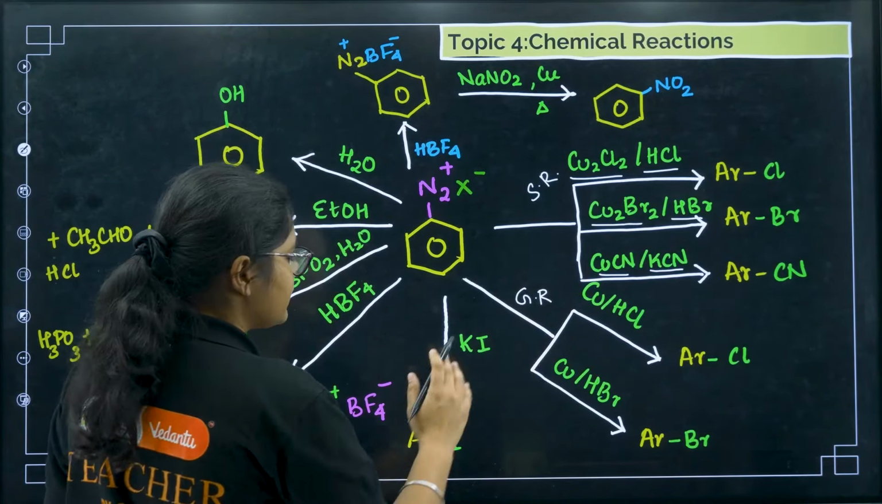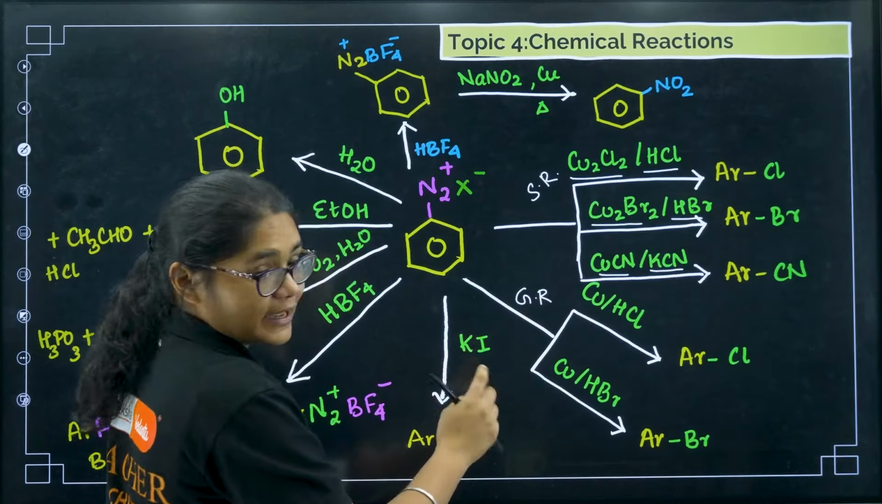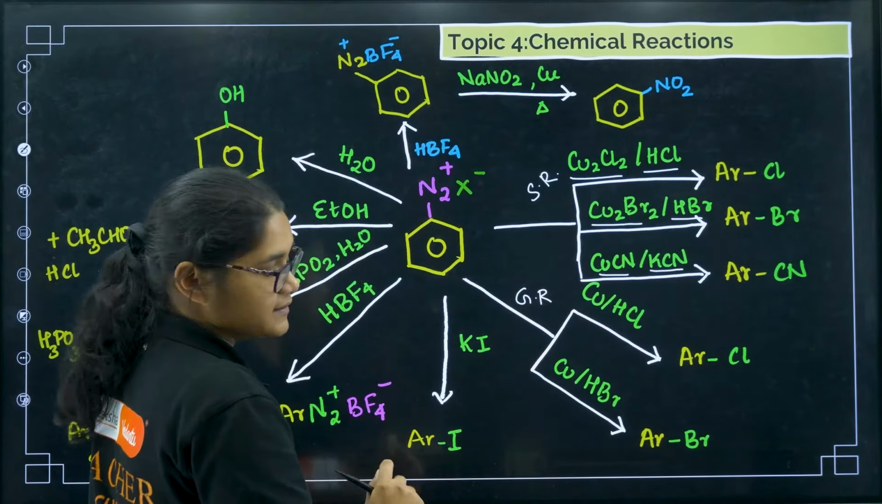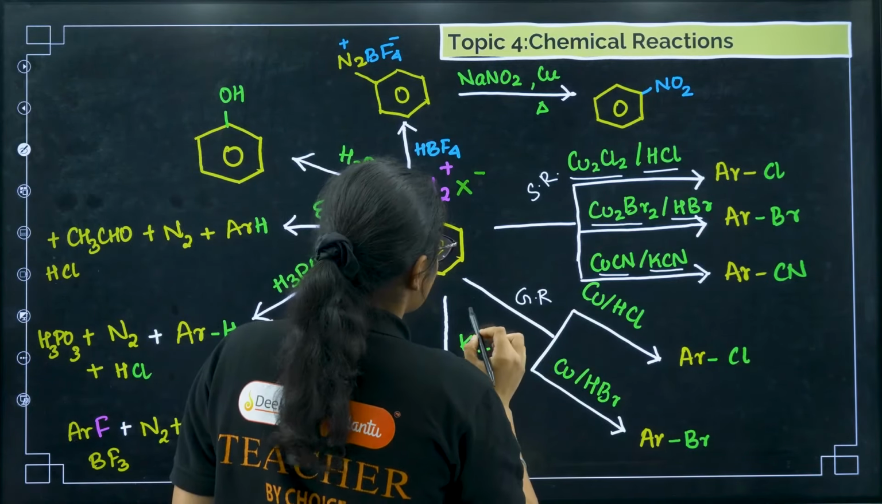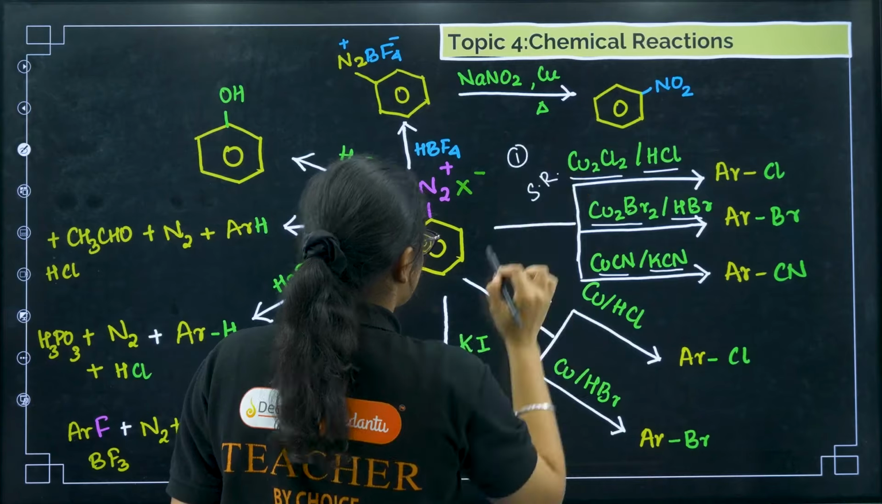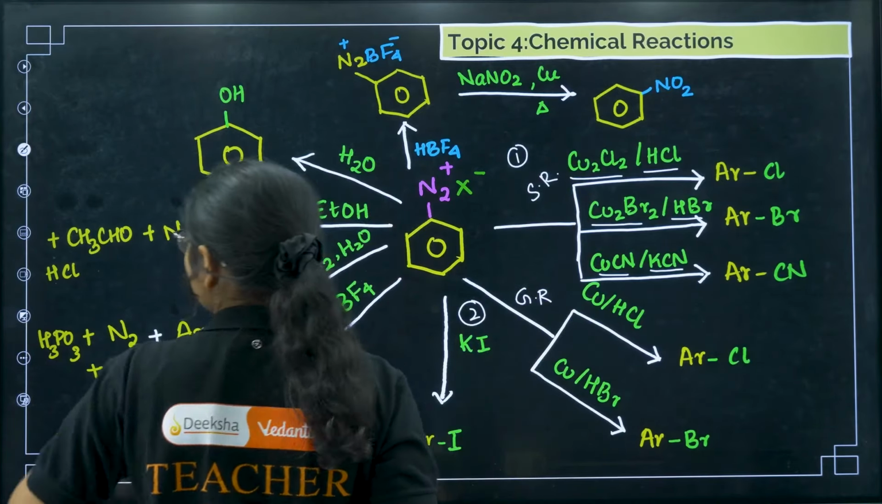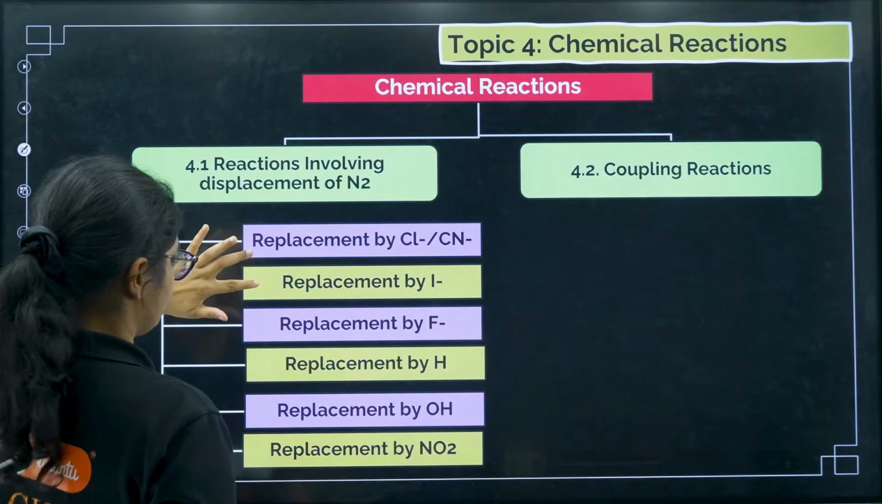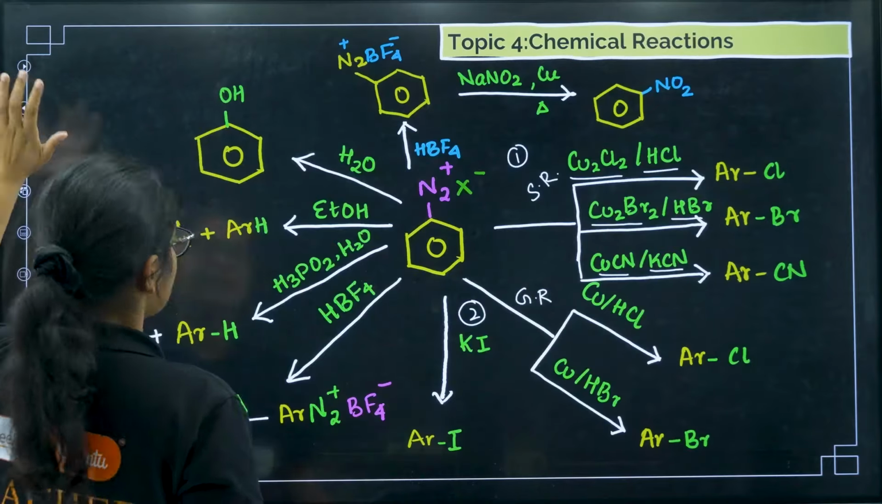Next, for iodobenzene, you can use the reagent KI and that will give you iodobenzene. That is your first one here, and here we have the second one. So let me just check how much we have. 1 2 3 4 5 6, okay, fine, 1 2.